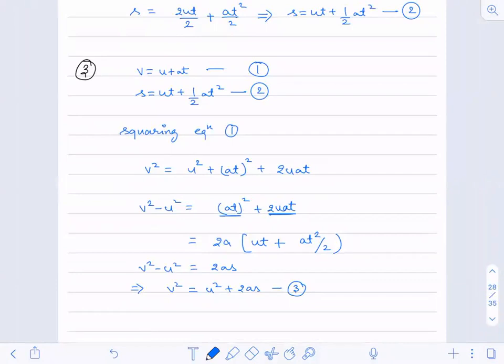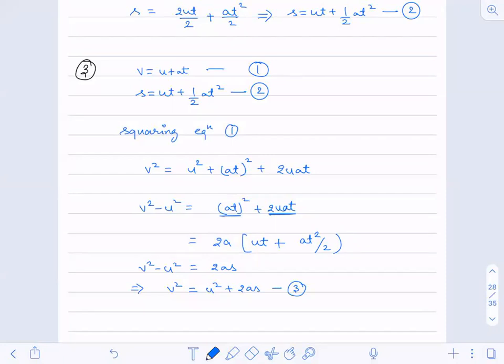So equations 1, 2, and 3 are the equations of motion. And these are very important. You will have so many numericals asked on these 3 equations alone. If you remember these 3 equations, you can directly solve so many questions. Understood?